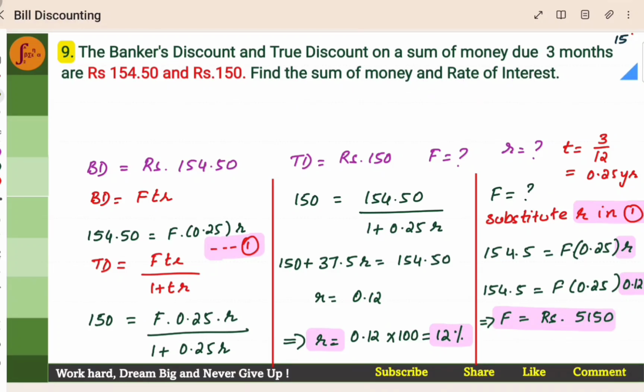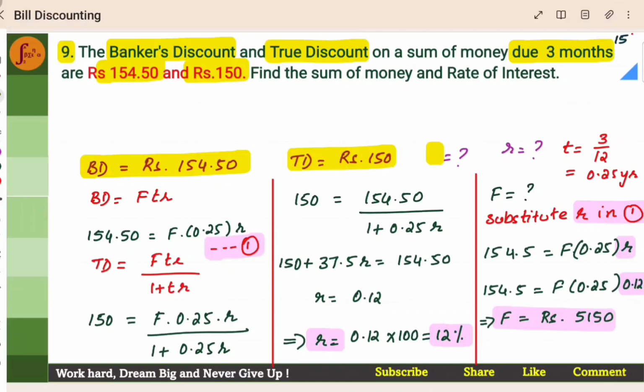So due 3 months. So bill period is 3 months. Banker's discount and true discount are given. This is banker's discount and 150 is true discount. Find the sum of money. Sum of money is nothing but face value and you have to find rate of interest. So banker's discount is given here 154.5. True discount is rupees 150. We need to find face value and we need to find the rate of interest. Time is given as 3 months. That is 3 by 12, which is 0.25 years.